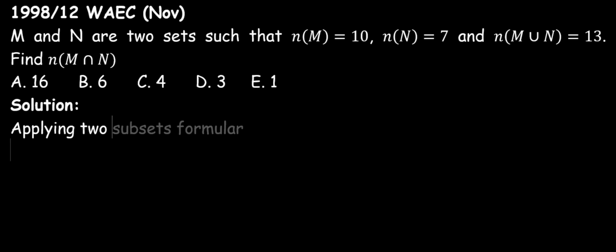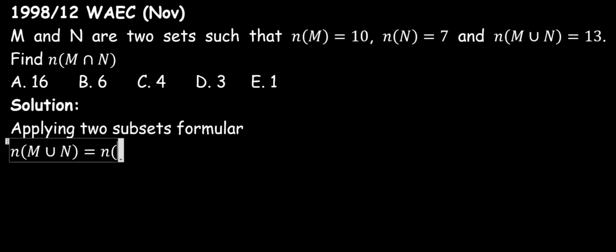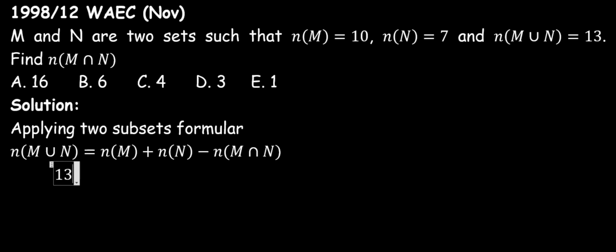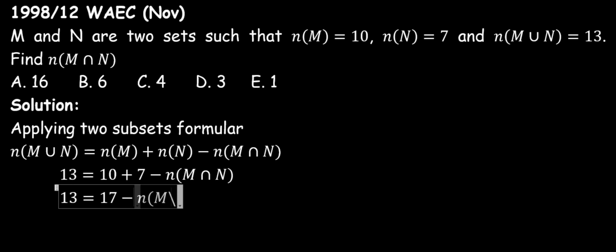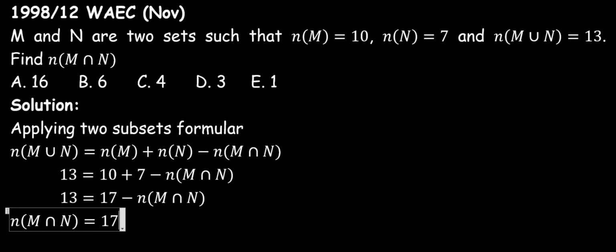Applying the subset formula, the number of elements of M union N is equal to the number of elements of M plus the number of elements of N minus the number of elements of their intersection, M and N. Substituting into the formula, we have 13 equals 10 plus 7 minus n of M intersection N. Simplifying, 13 equals 17 minus n of M intersection N. Making n of M intersection N the subject of the formula, we have n of M intersection N equals 17 minus 13, which is equal to 4.